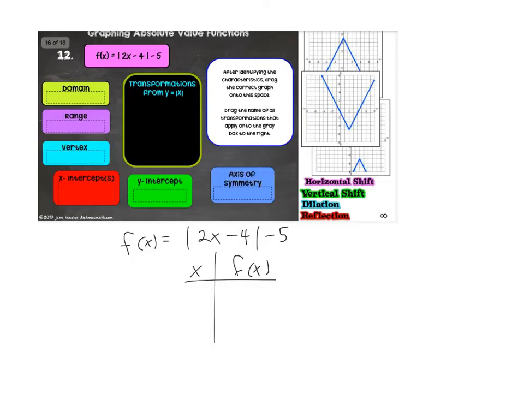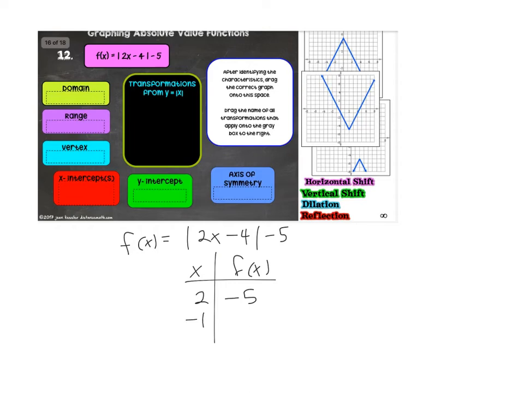Alright, so we need to figure out what we need to plug in here to make this 0. So this would have to be 2, because 2 times 2 is 4, and 4 minus 4 is 0. And then you'd have the absolute value of 0 is 0 minus 5 is 2, -5. So it might be that one that's sitting there on top. Let's try, what's another one that it goes exactly through? Let's try -1.